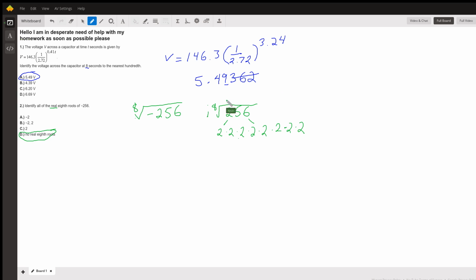Now, much like a square root, where we would pair them off in pairs of 2 to move them outside of the radical, with an 8th root we're trying to pair them off in groups of 8, which we have here: 1, 2, 3, 4, 5, 6, 7, 8. So if we were to take an 8th root, we would reduce these all to a single 2, and it'd be i. So our answer, if we were looking for an imaginary number, would be 2 times i. But for the purposes of this question, there are no real 8th roots.